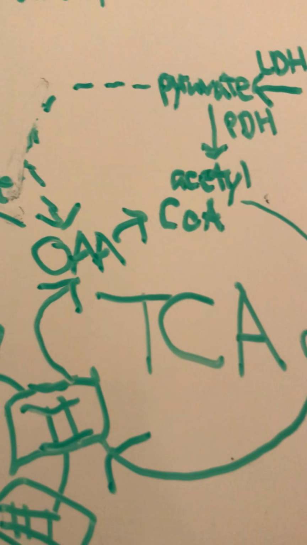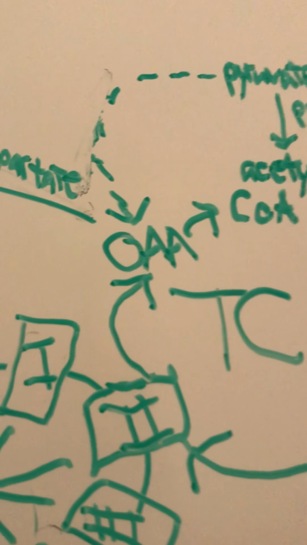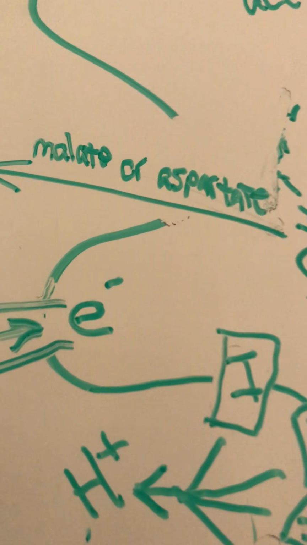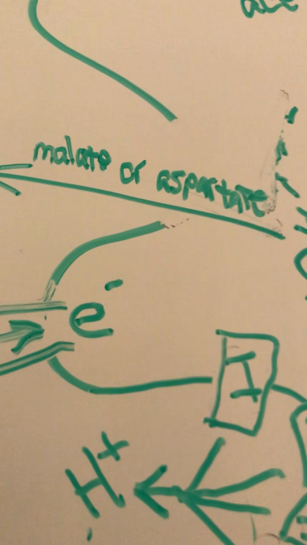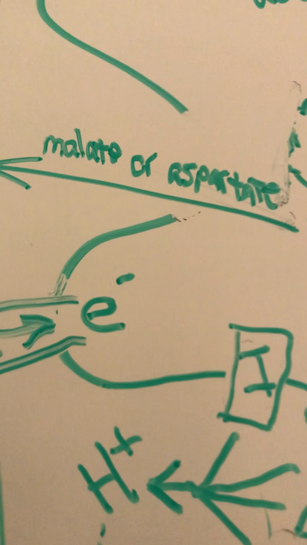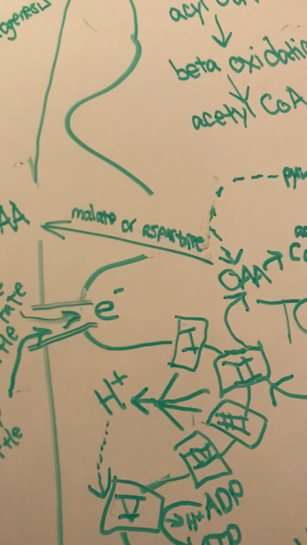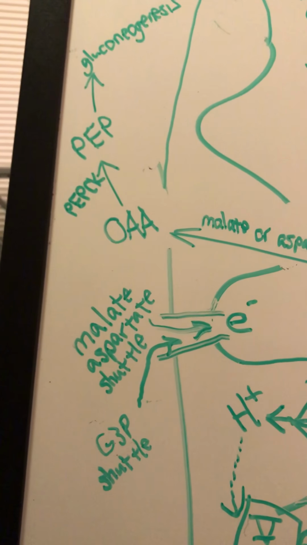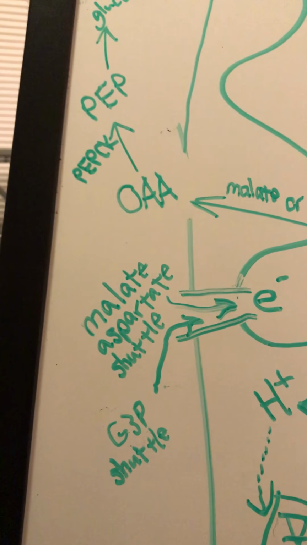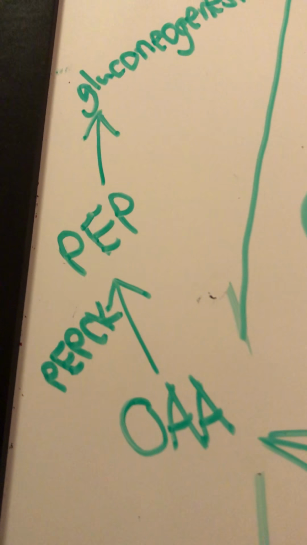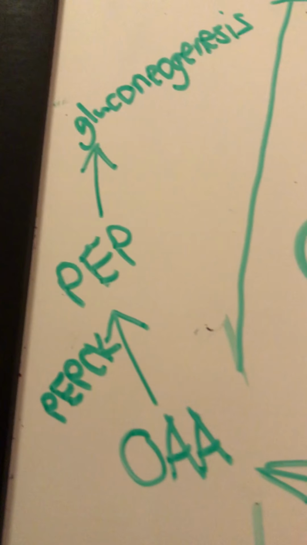Oxaloacetate can continue through the TCA cycle and become acetyl-CoA again, or it can become aspartate or malate. It can become malate via malate dehydrogenase, and it can become aspartate via an aminotransferase reaction. Either way, becoming malate and aspartate allows for oxaloacetate to leave the mitochondria, be converted back to oxaloacetate, and then via PEPCK, or phosphoenolpyruvate carboxykinase, become PEP and undergo gluconeogenesis.